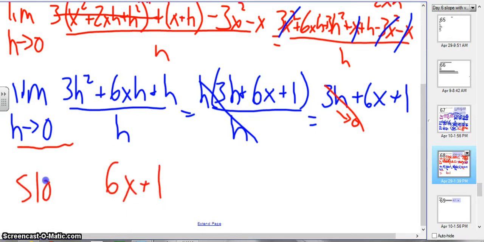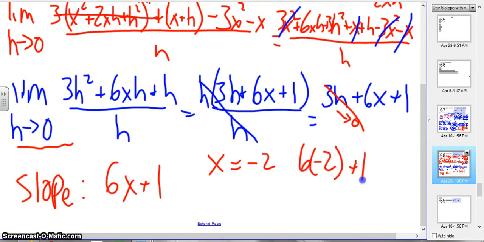So again, what did we find? We found the slope. If x equals negative 2, and I want to know the slope at negative 2, if I plug negative 2 in, 6 times negative 2 plus 1 gives me a slope of negative 11. So you can pick any point you want and plug it in. You can always solve any problem using just x's and then plug the number in after.